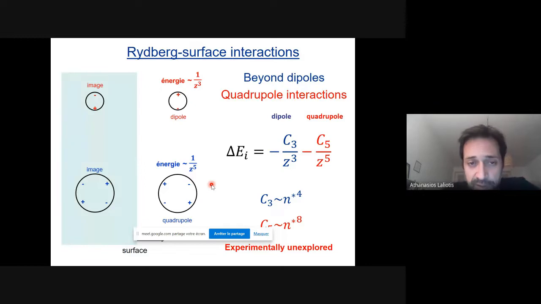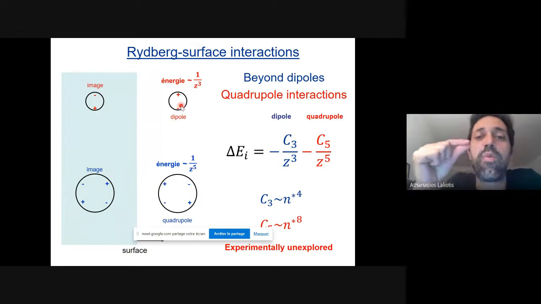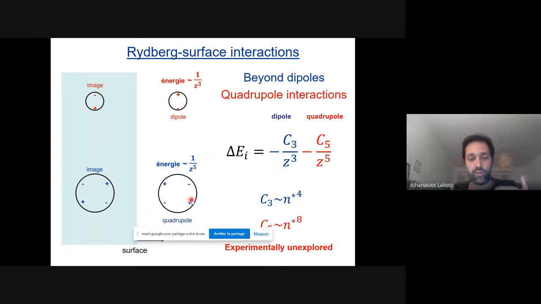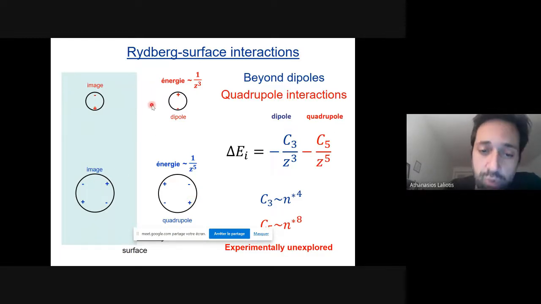So when this happens, there's another interesting effect that comes into play. As the atom starts blowing up and increasing in size, you can no longer assume that it's a point dipole that is away from the surface, and it becomes a bigger object. And then you have to start introducing higher order interactions in order to describe the interaction between the atom and the surface. So what you have to do is to add quadrupole, for example, terms, or octupole, and so on and so forth.